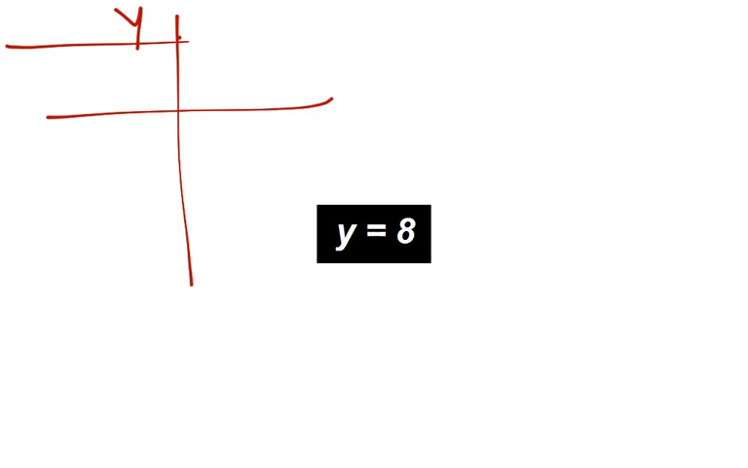Y equals 8. Once again, there's no number with x. So think about it. This is my y-axis. It has to cross it at 8. It's going to be a horizontal line. What is your slope? 0.